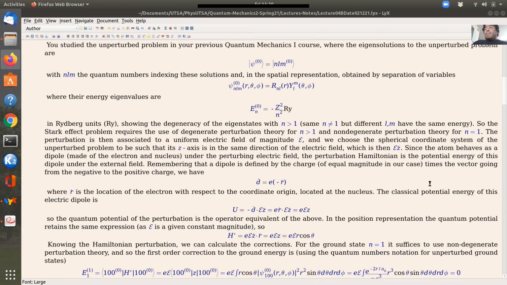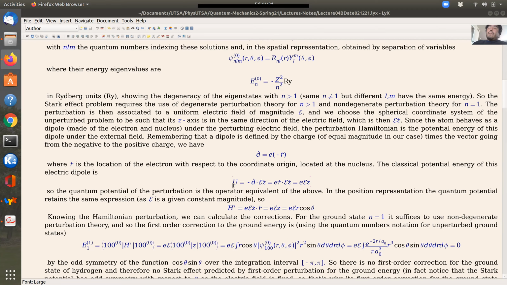So, okay, the classical potential energy of this is basically minus the dipole times the electric field. If you do that, well, there's a minus sign that cancels this one. So you have E times the R vector times the electric field, which is the magnitude times the direction. And you notice at this point that essentially R dot C hat is just going to give you the C component by the way you chose your coordinate system, right? So, I mean, this is the classical expression. The quantum version, if you are in the position representation, is going to have the same expression.